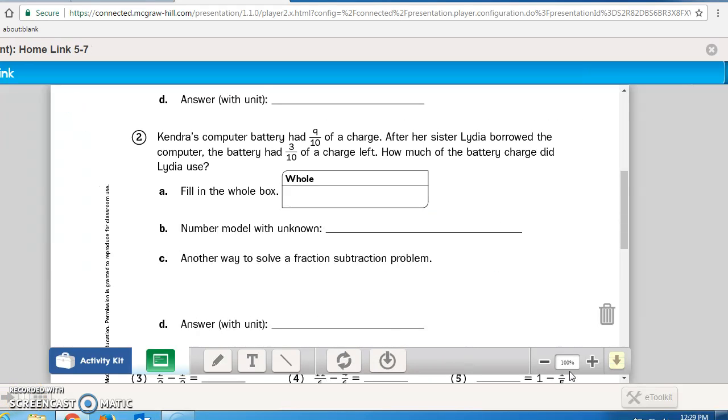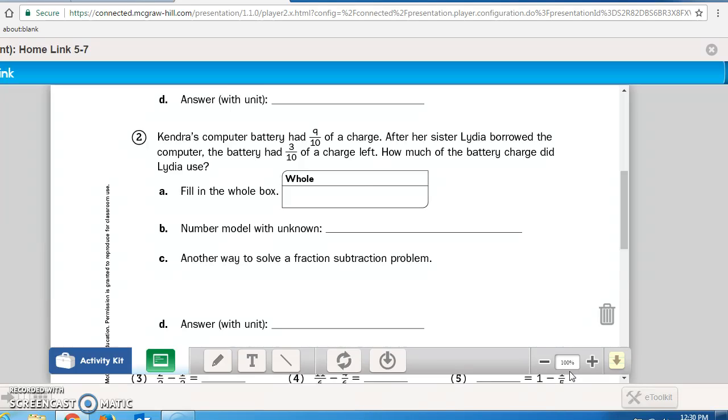Number 2 on Math Masters, page 205 reads, Kendra's computer battery had 9/10 of a charge. After her sister Lydia borrowed the computer, the battery had 3/10 of a charge left. How much of the battery did Lydia use? Well, your whole would be a full charge. The words full and then the word charge. The number model, in order to find this answer, you're going to need to look at 9/10, subtract, we don't know yet, C, so write the letter C there, equals the 3/10, which was left over.